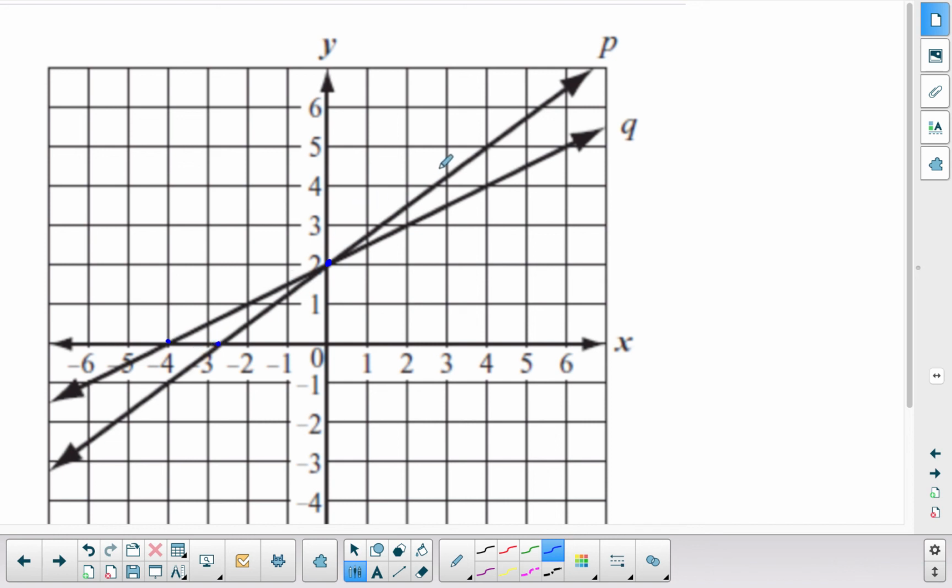And if I was to look at their slopes, looks like we'll pick this point right here for P. We are rising up 3, and we're running over 4. So your rise over run will be 3 over 4. And then for line Q, looks like you rise just 1 and you run 2. And that's the same thing, by the way, as rising 2 and running 4. So Q's slope is 2 over 4. P's slope is 3 over 4, so P's got a greater slope than Q.